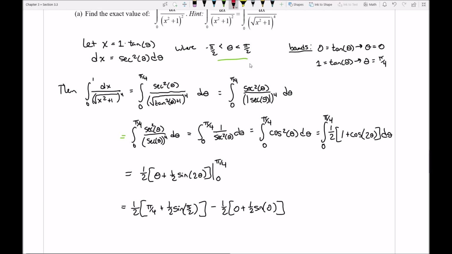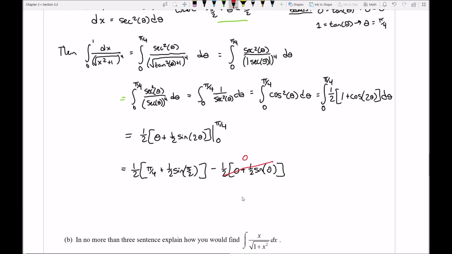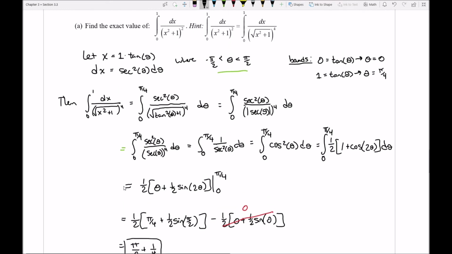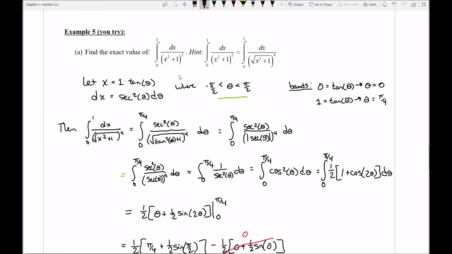So fortunately here, the sine of 0 is just 0, and that means the entire second term here is really just 0 as a whole. I can also see that this is going to be pi over 8 plus a quarter, because sine of pi over 2 is ultimately just going to be 1. So here again, I was able to get down to a nice final answer. I had no reason to substitute anything back in terms of x. So it's important to note that just because I don't see a square root doesn't mean that I can't use this trigonometric substitution.